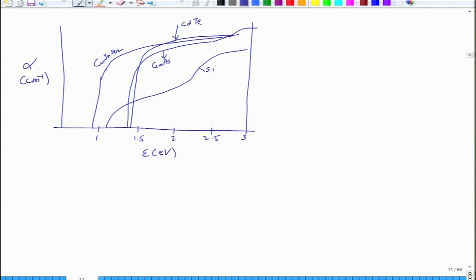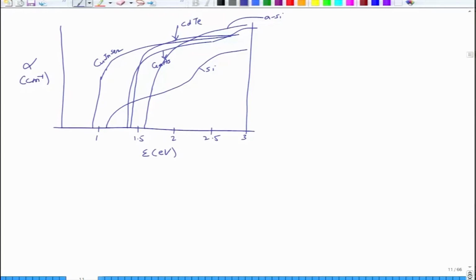Amorphous, because it's amorphous, it has a higher band gap, but it has a higher absorption coefficient. It tends to act as a direct band gap semiconductor. So this is amorphous silicon. If the absorption coefficient of a material is higher, then you can reduce the volume of material that is required to absorb the same amount of radiation. So that is why the photocurrent observed from these materials is quite high.